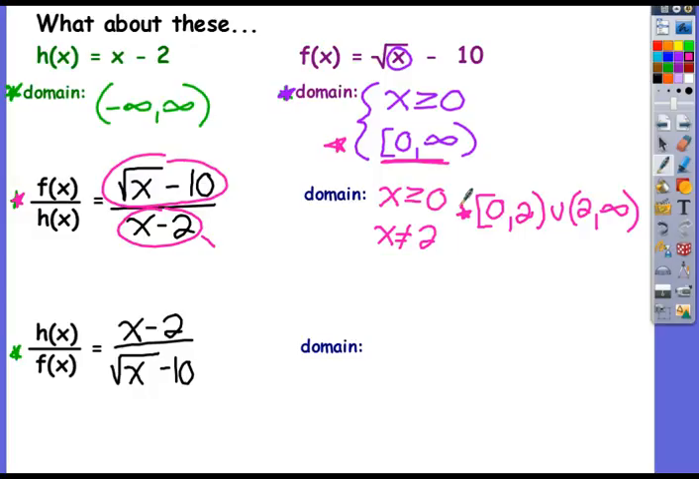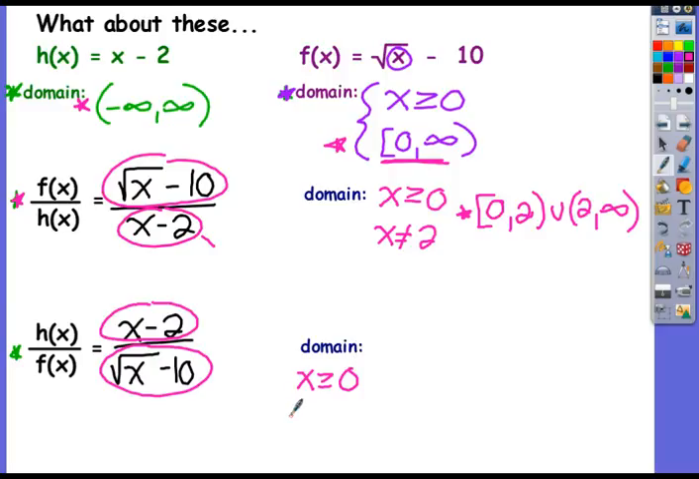Second one, if I'm looking at the numerator, no problems. I can plug in anything here. Domain of that function was all real numbers. In the denominator, however, I have two things going on. So I have the square root. So again, I can't take the square root of a negative. And I can't divide by 0.